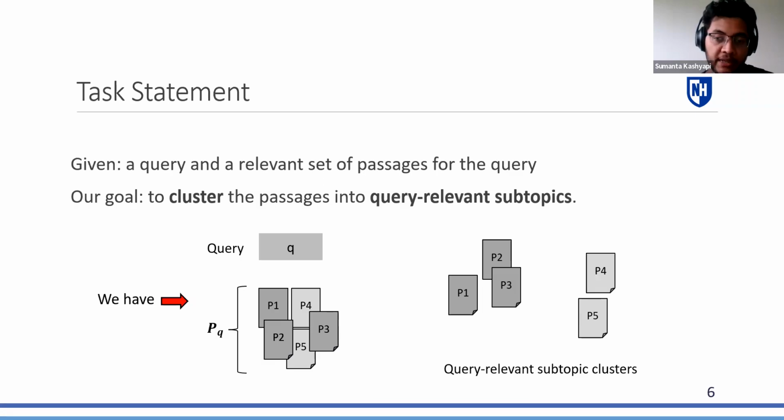Okay, so formally we are given a query and a set of relevant passages, like P1 to P5, as shown on the left-hand side. Our goal is to cluster the set of passages P1 to P5 into subtopics that are suitable for the particular query, in this case something like the right-hand side.